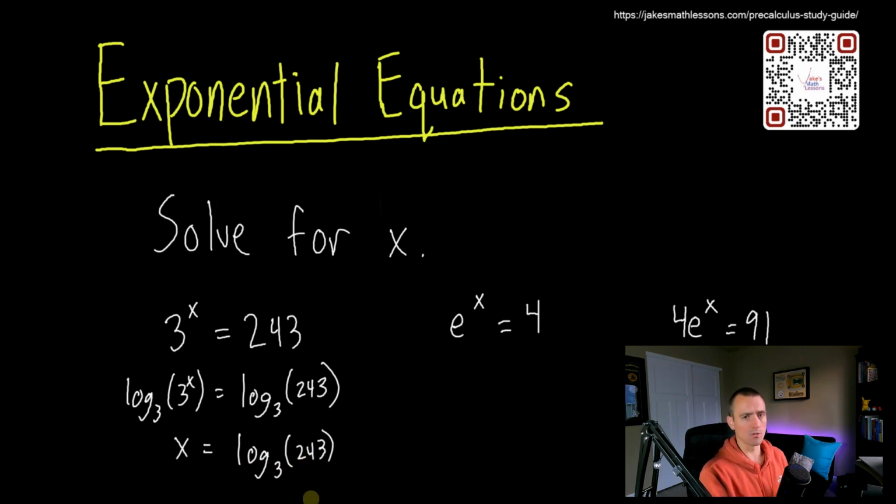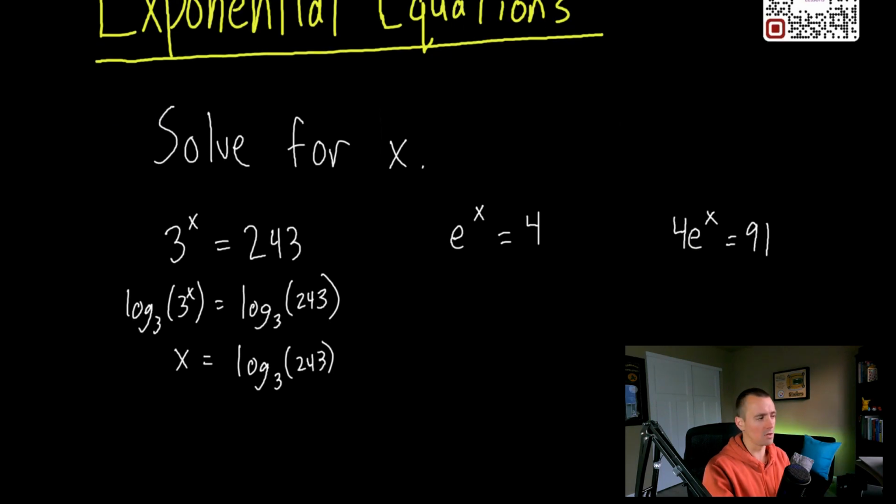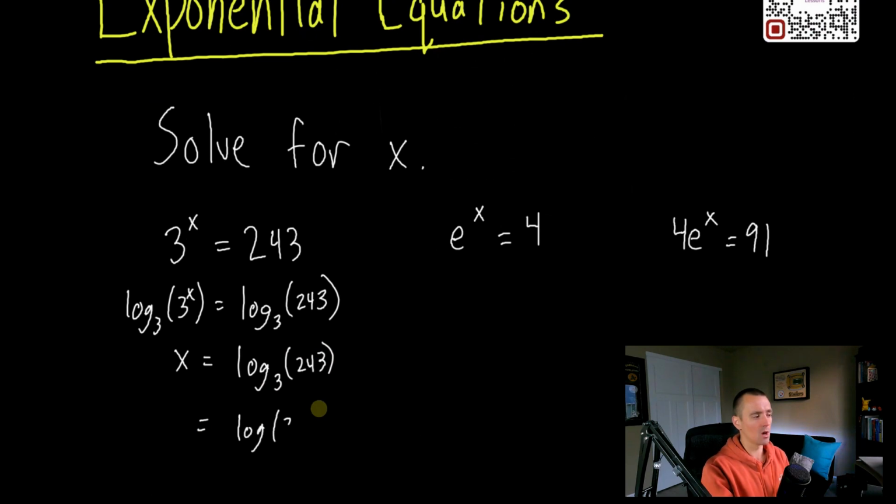You could just use the change of base formula, which I've discussed in another video. I'll put an info card up there so you can go check that out. But if you go watch that video, basically what it tells you is that we can plug this into our calculator as log of 243 divided by log of 3. So this is something you could actually plug into your calculator, and if you do that, that would give you what x is. Okay, so let's go through another example.